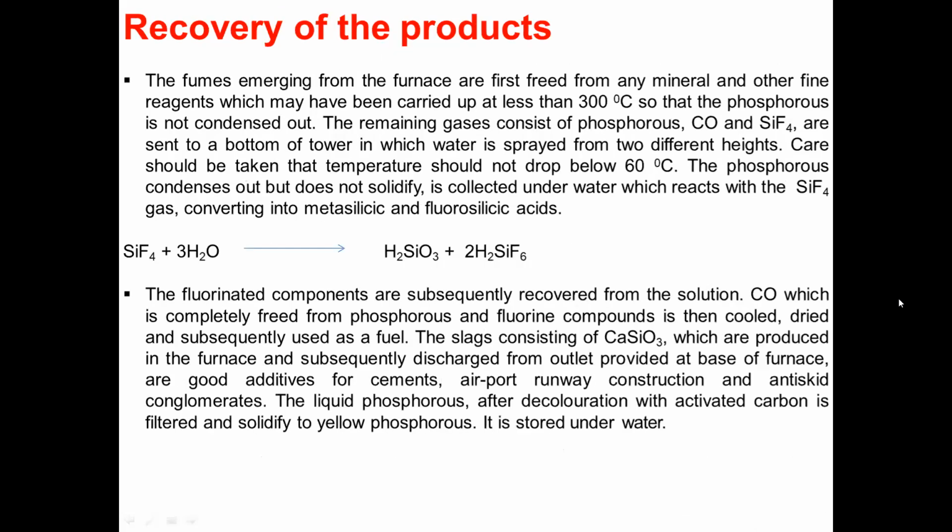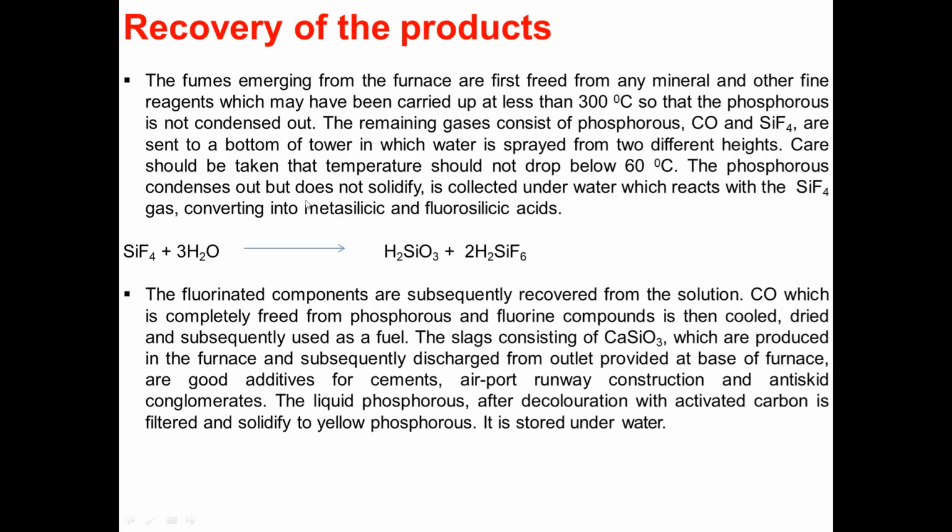Then recovery, how do you recover the phosphorus product? The fumes emerging from the furnace are first freed from any other mineral or other fine reagents which may have been carried up, at less than 300 degrees Celsius so that the phosphorus is not condensed out. The remaining gases consist of phosphorus, CO, and silica fluoride and are sent to the bottom of a tower in which water is sprayed from two different heights. Care should be taken that the temperature should not drop below 60 degrees Celsius.